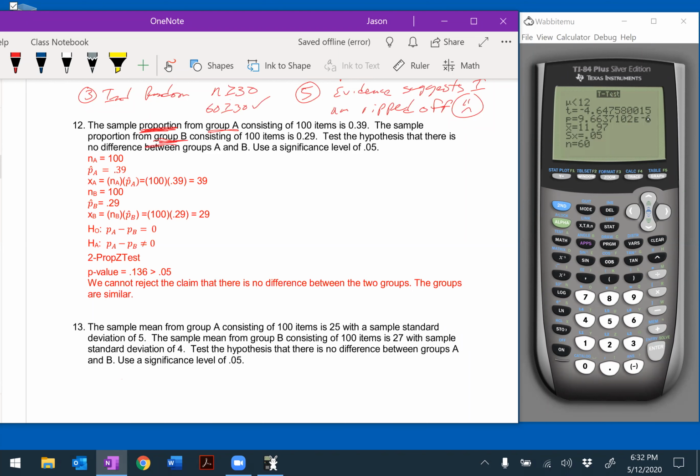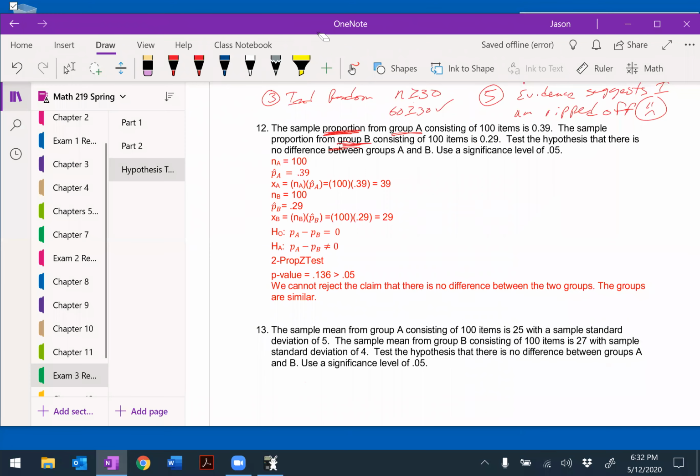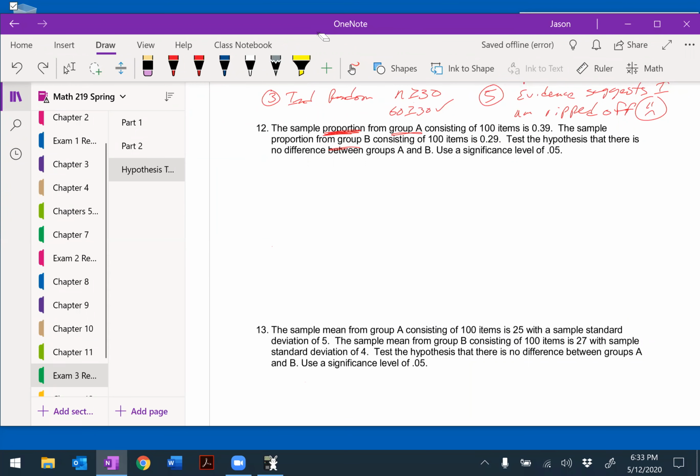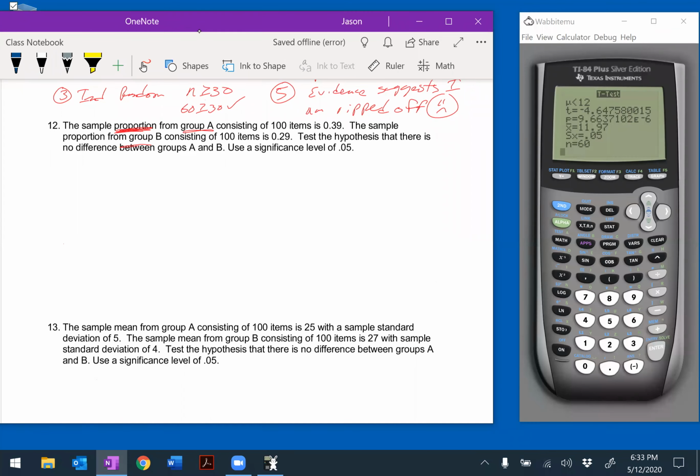Oops, let's undo that. Undo, undo. There we go. Okay, so we have a group A and we have a group B. So there's going to be two proportions involved here. The sample from group B consists of 100 items and is 0.29. Test the hypothesis that there is no difference between group A and group B.